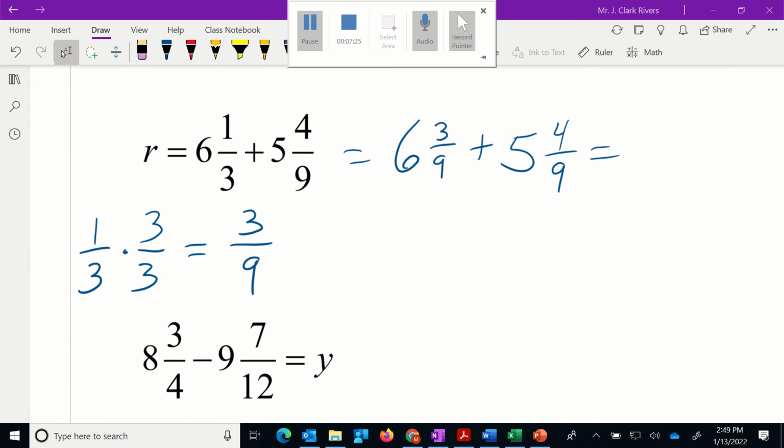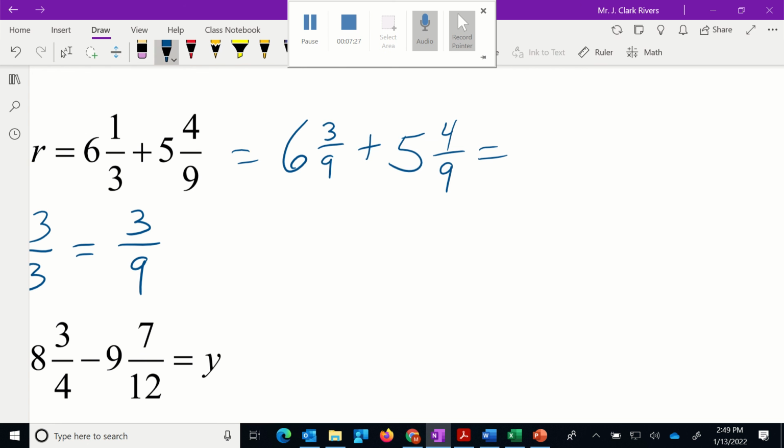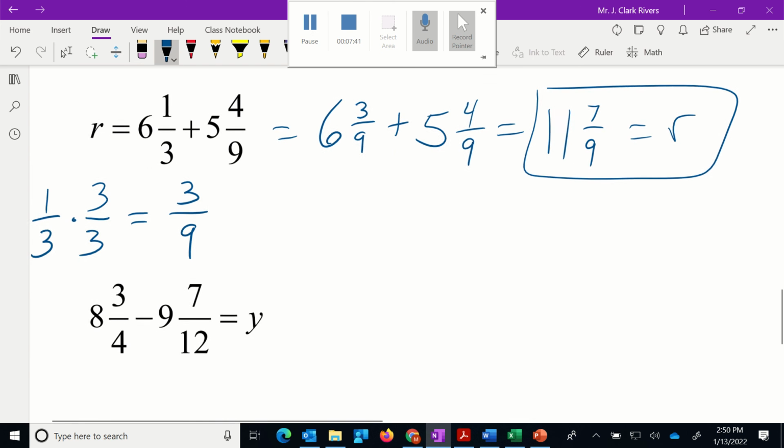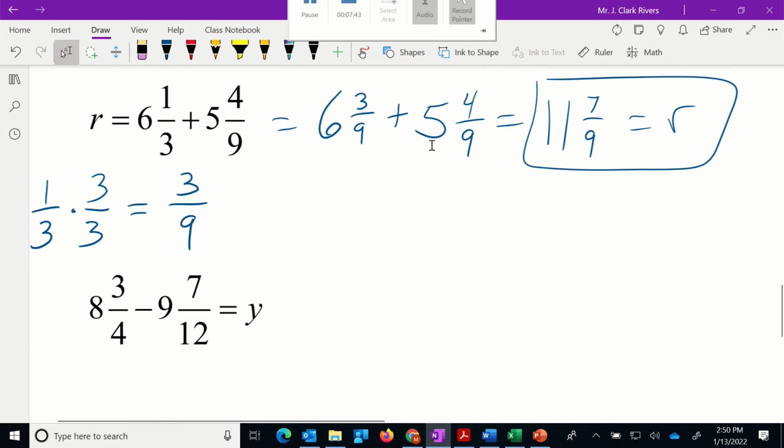All right, Oliver, walk me through this one here. What do we get? 6 plus 5 is 11. 3/9 plus 4/9 is 7/9. 11 7/9 is what R is equal to. Questions on that? So again, what do we do? We find a common denominator amongst the fractions. The whole number portion of our mixed number did not change. Combine like terms and go.